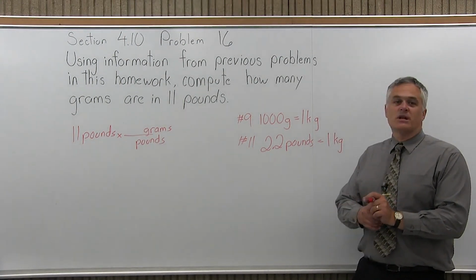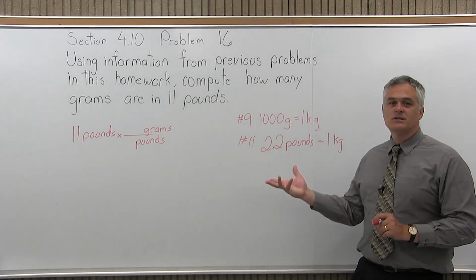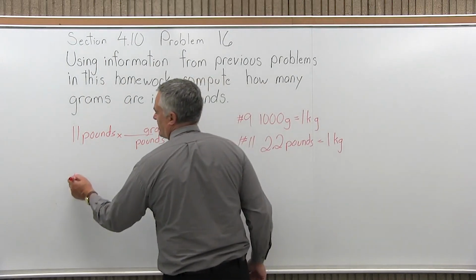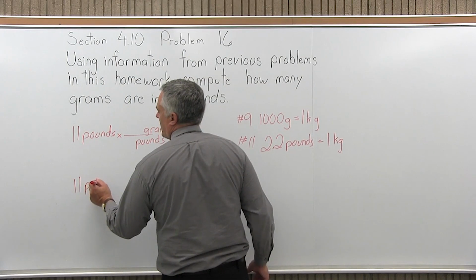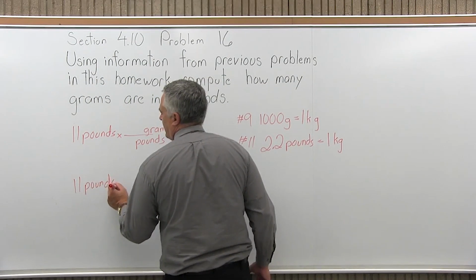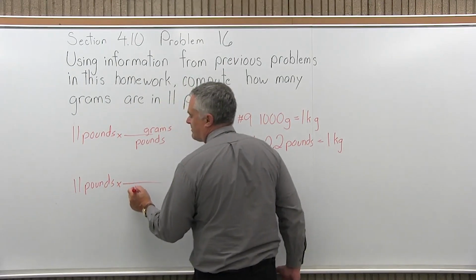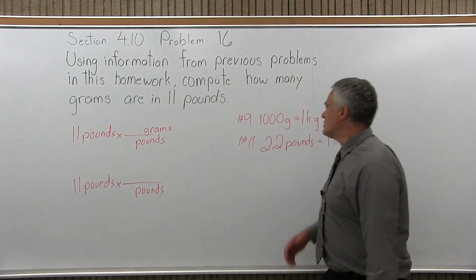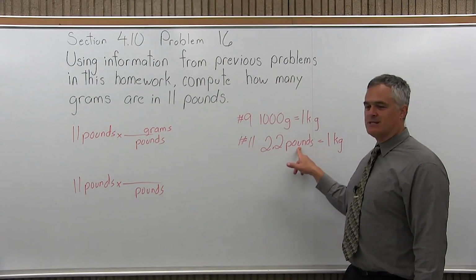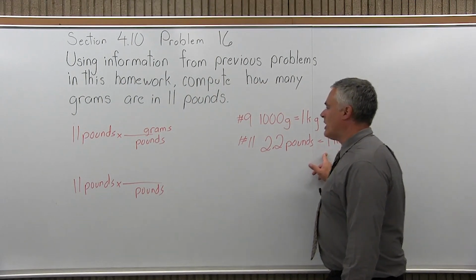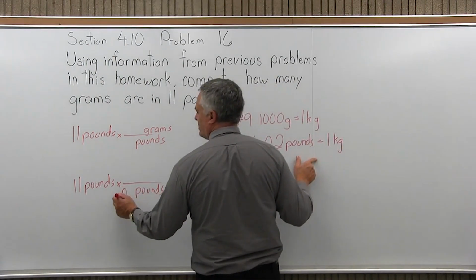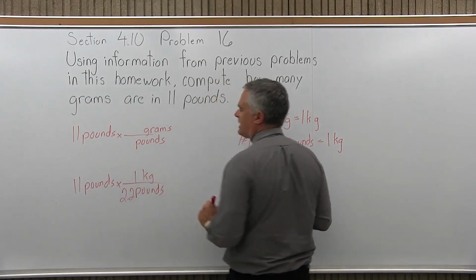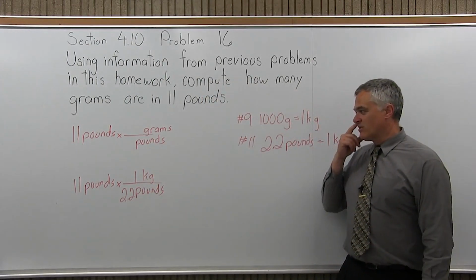So that means we're going to have to multiply times 2 fractions, which is okay. You can multiply times as many as you want. So we're starting with 11 pounds, and we want to multiply times something that will have pounds in the denominator so we can make pounds cancel. So what do we have with pounds? We have this: 2.2 pounds is equal to 1 kilogram. So 2.2 pounds, 1 kilogram, which again I'll abbreviate kg as the standard abbreviation for kilogram.